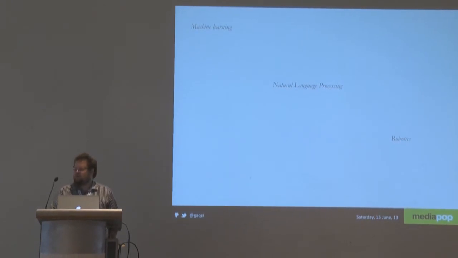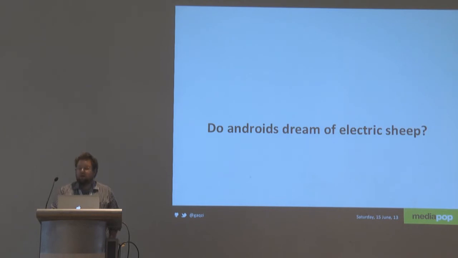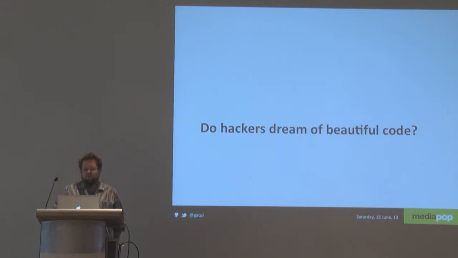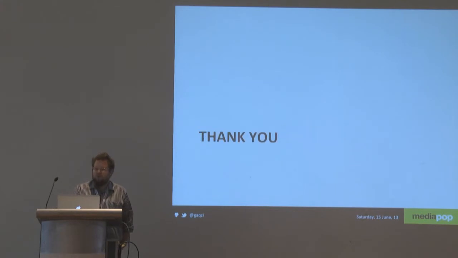The big question, though, is what kind of robots are we going to get? Are we going to get something like Marvin, the depressed android with a brain the size of a planet? Or are we going to get something more like Blade Runner, people who don't think at all? Or do androids dream of electric sheep? But I don't think that's an important question. What I wonder is, do hackers dream of beautiful code? I think so. Thank you.